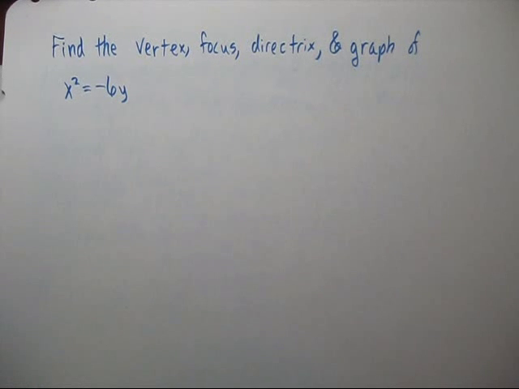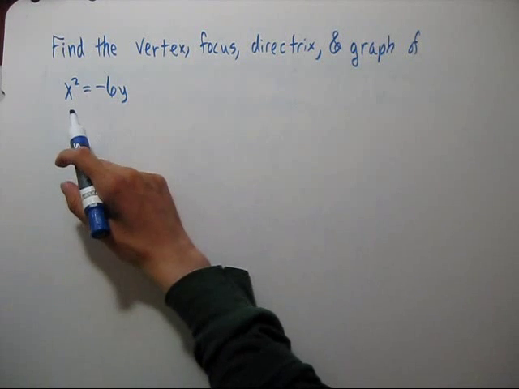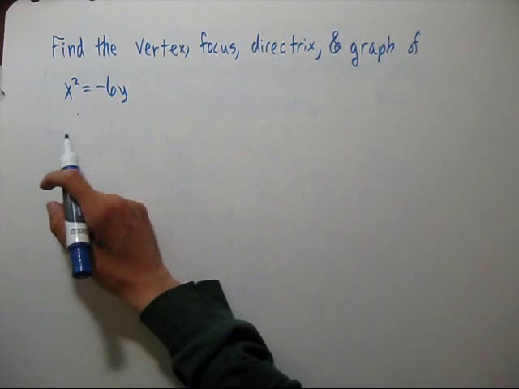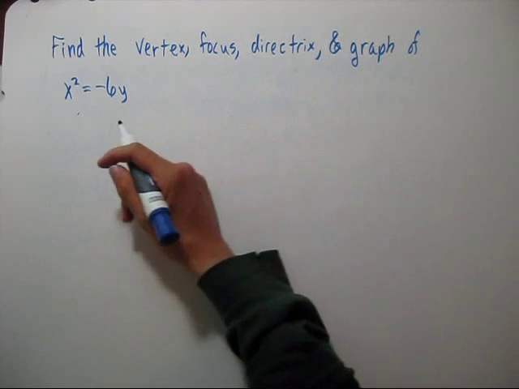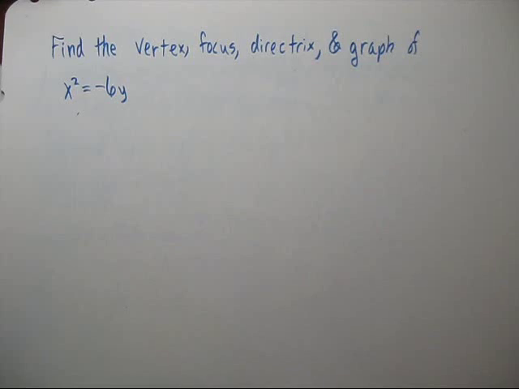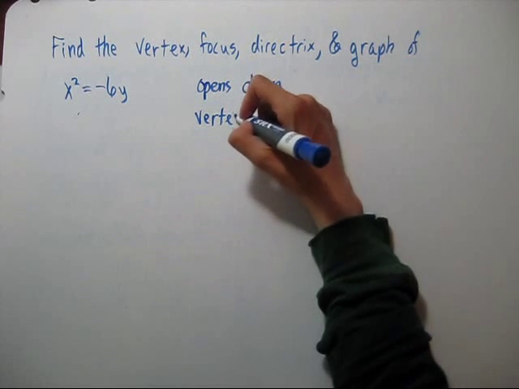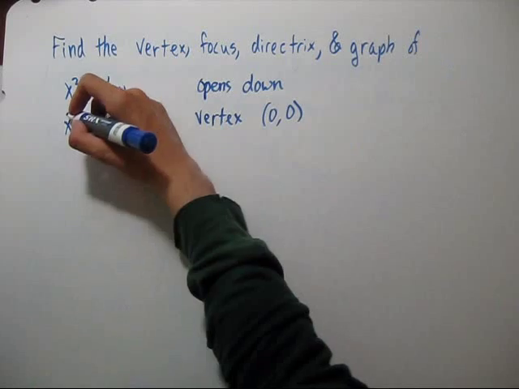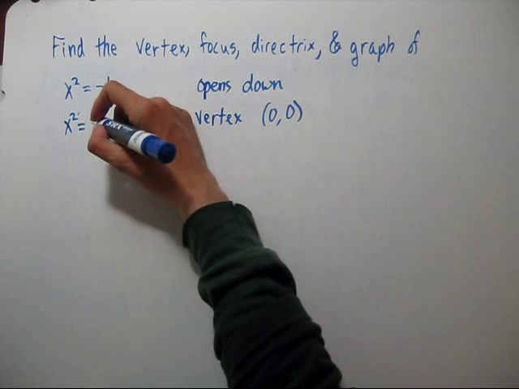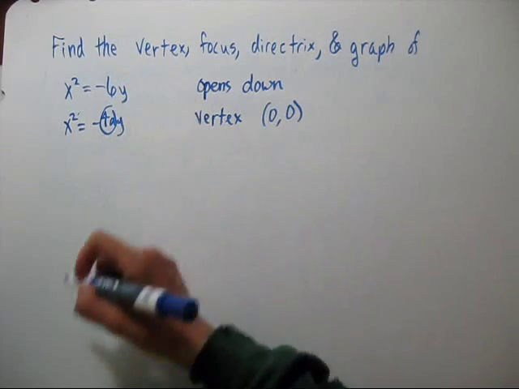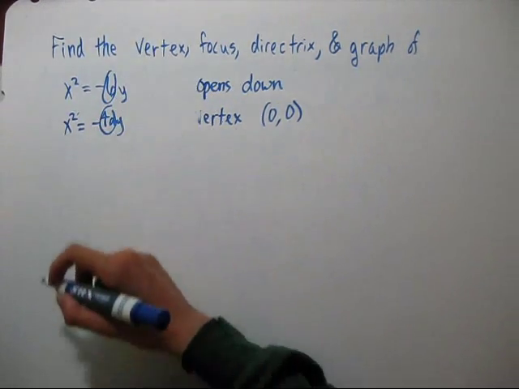Let's find the vertex, focus, directrix, and graph of x squared equals negative 6y. First of all, since we have an x squared and a y, it's going to open up or down. And that negative tells us that it's going to open down. We also have that our vertex is at the origin. We need to find a. This is of the form x squared equals negative 4ay. So the 4a and the 6 match up.